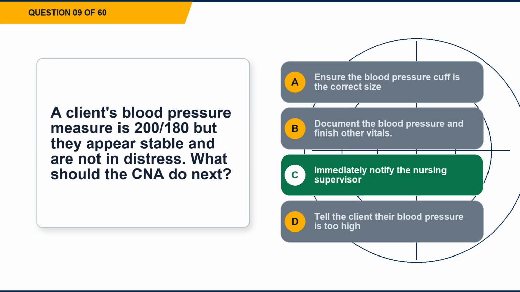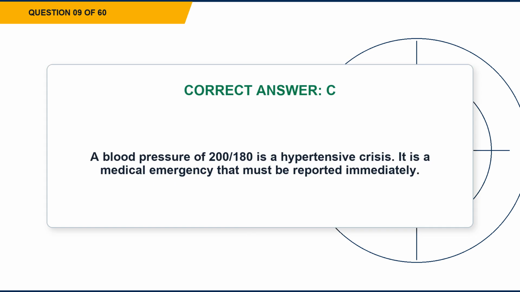The correct answer is option C. Immediately notify the nursing supervisor. Explanation. A blood pressure of 200/180 is a hypertensive crisis. It is a medical emergency that must be reported immediately.